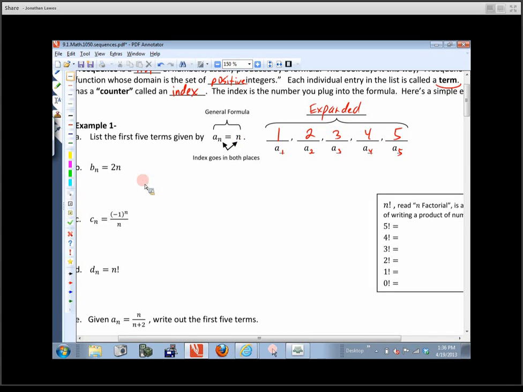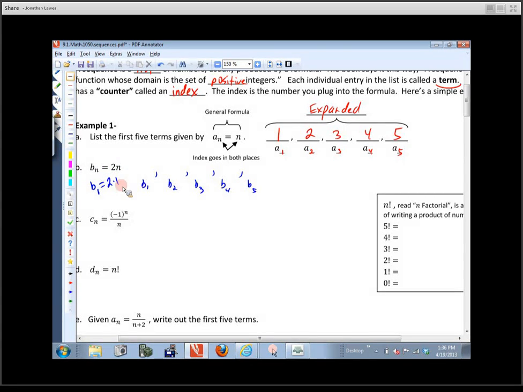So I need to produce b sub 1, b sub 2, b sub 3, b sub 4. We normally put commas in between each one of these, okay? So I'm going to put them up here, because that's where my list is going to be. B sub 1 is what I get when I plug in a 1 right here. So it goes in the index and it goes in this place in the formula. So this is going to be 2 times 1.